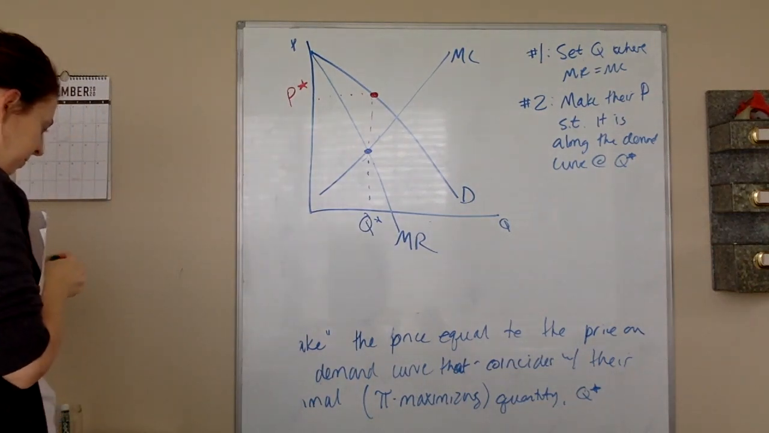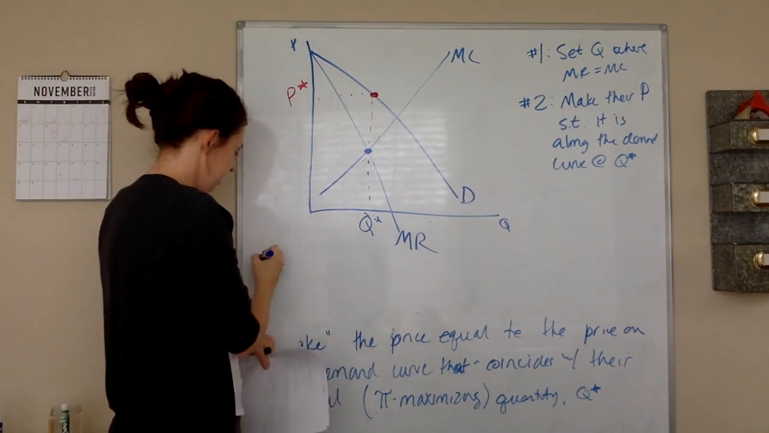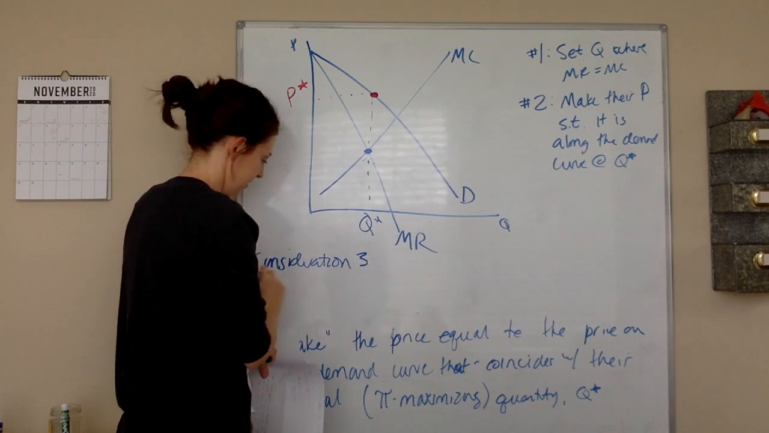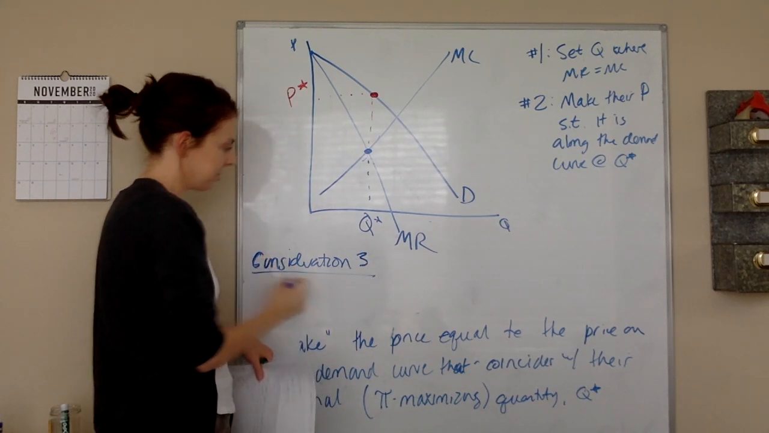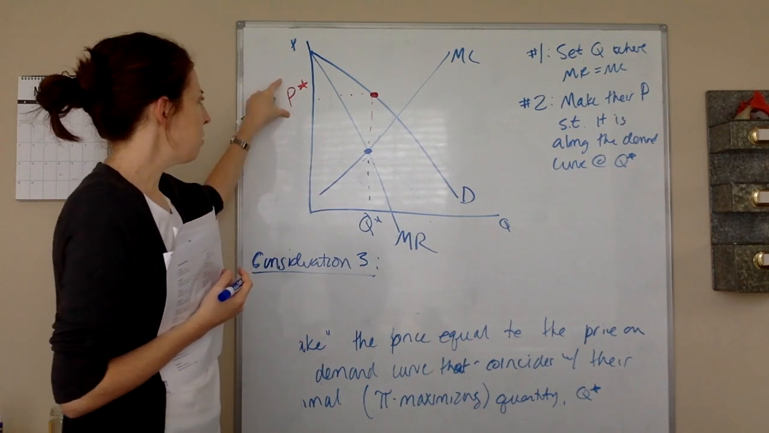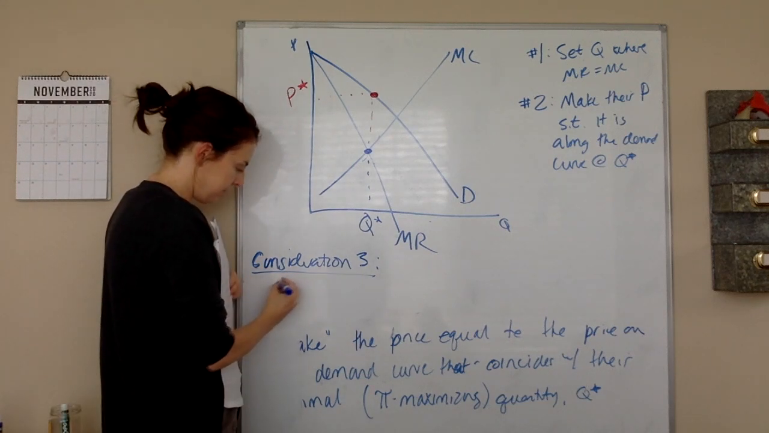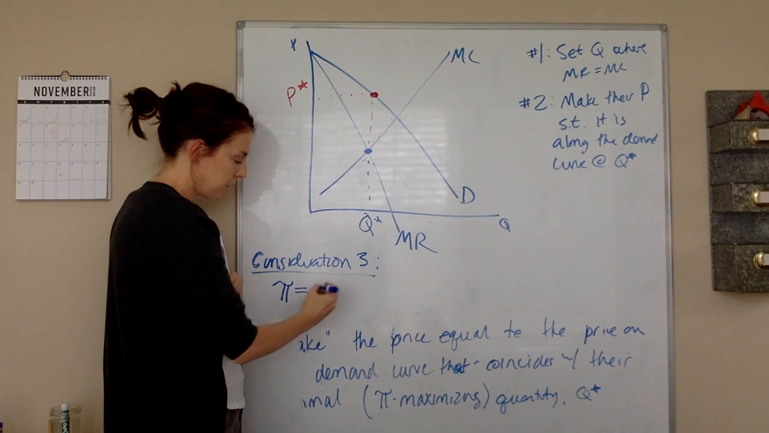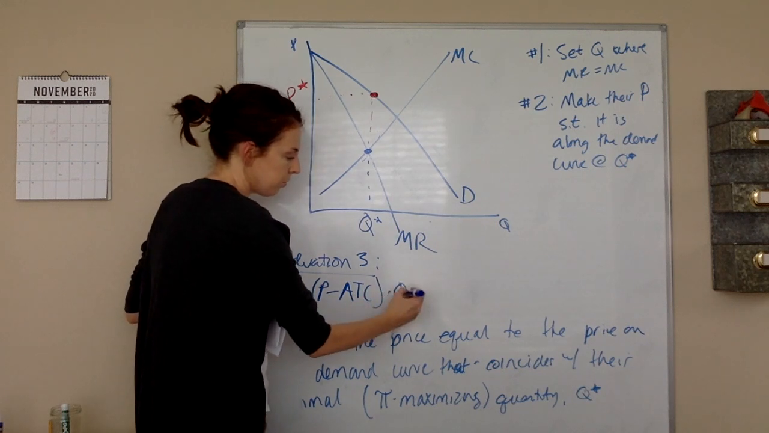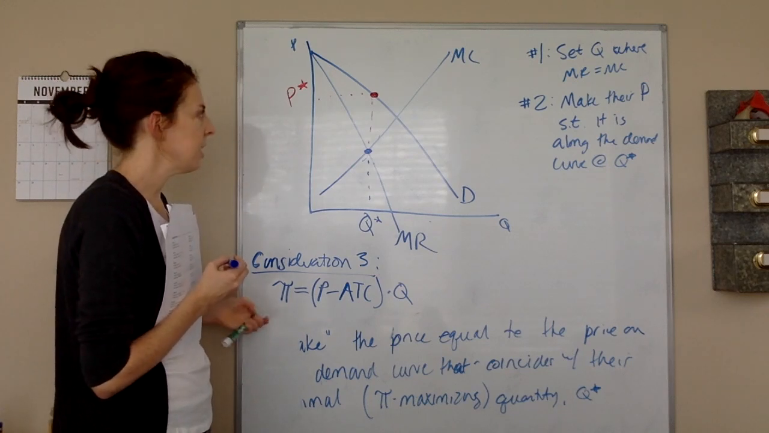Okay, the next thing. So we had decision 1, decision 2. Now we'll call this consideration 3. We don't have consideration 1 and 2. We have decision 1 and 2, consideration number 3. The third consideration is, okay, they've set their profit maximizing quantity. They've found and set their corresponding price. The consideration is, what is their profit now? So their profit, same as before, is going to be equal to the price they charge minus the average total cost times the number of units that they sell. So this equation should not be new news to you. We've already looked at this.